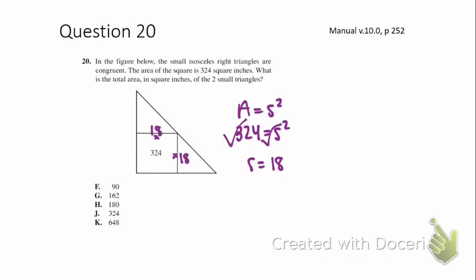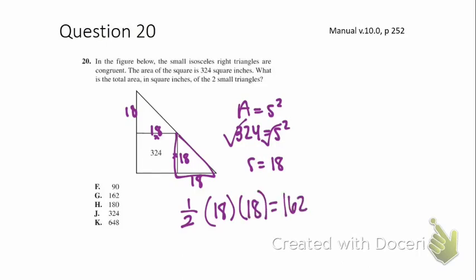It also tells me that these are isosceles triangles, so this is also 18 and this is 18. So if I'm trying to find the area of just one of these triangles, it'd be 1/2 times the base, which is 18, times the height, which is 18. That gives me 162. And I know that they're going to be the same. So the 162 plus the 162 gives me the 324.